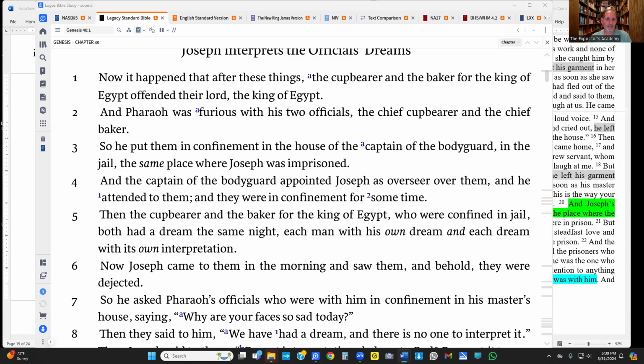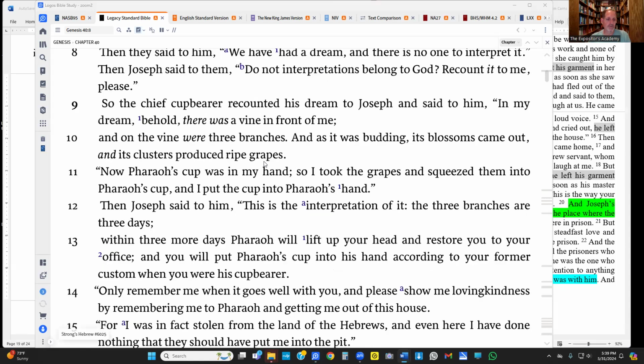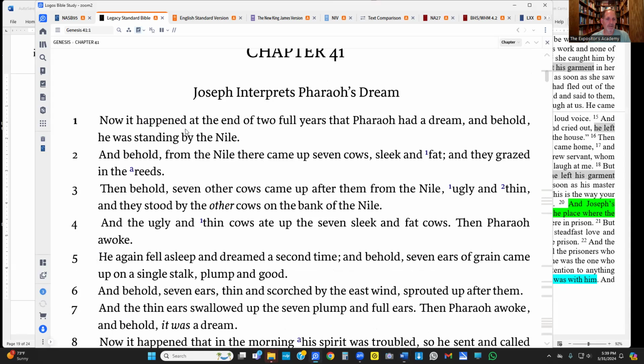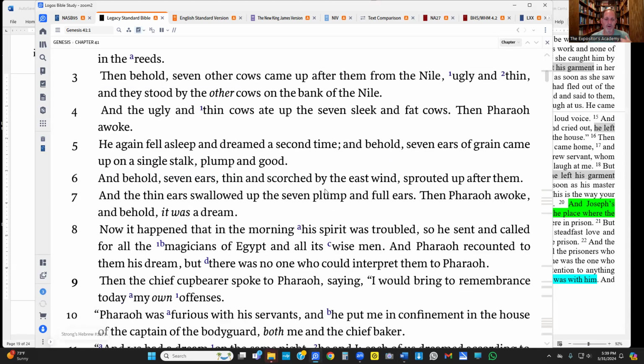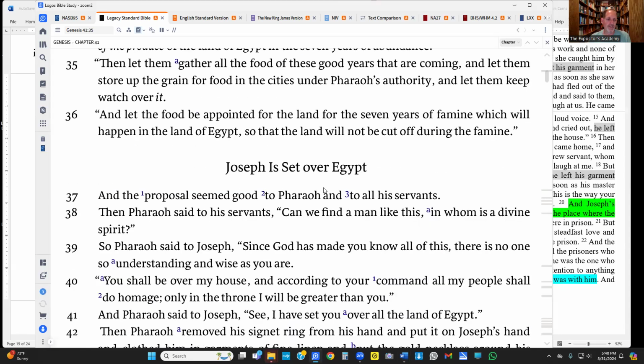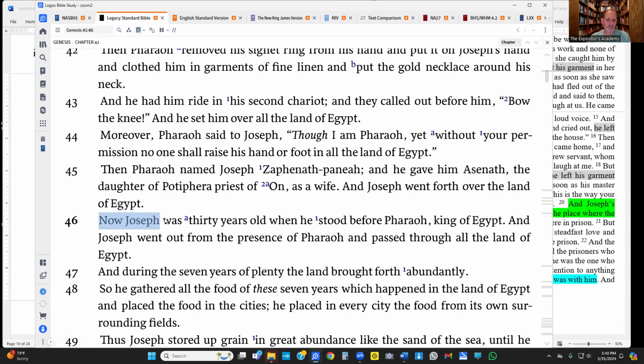2 years later, and let me just remind us of this, notice verse 1 of chapter 41, at the end of 2 full years, Pharaoh had a dream. That's when he went to Pharaoh and interpreted the dream. And then Genesis 41:46 says Joseph was 30 years old when he stood before Pharaoh. So we know for sure he's 30 years old when he's standing before Pharaoh interpreting the dream.